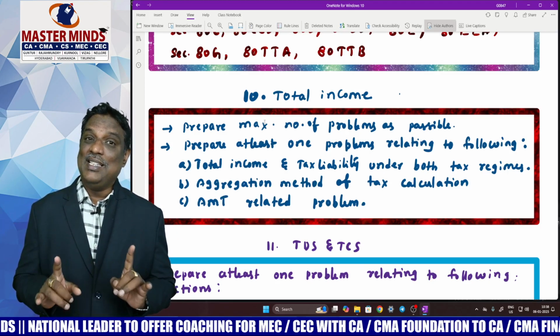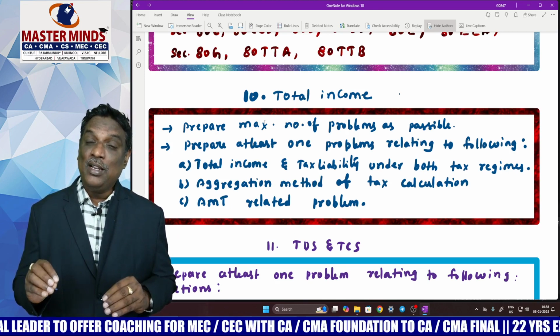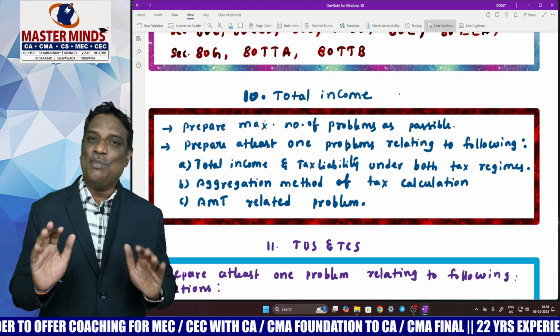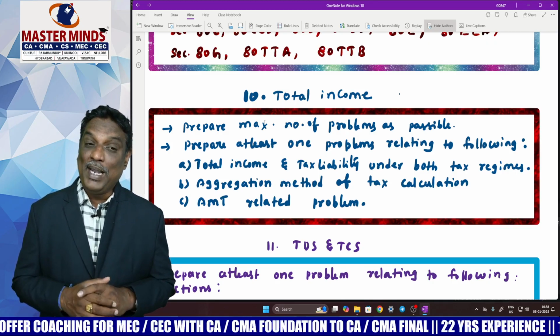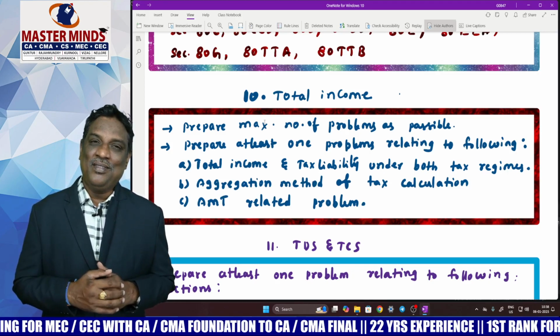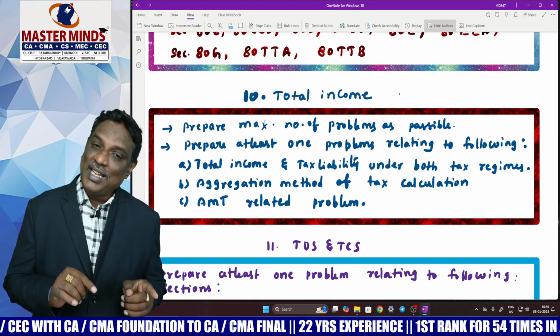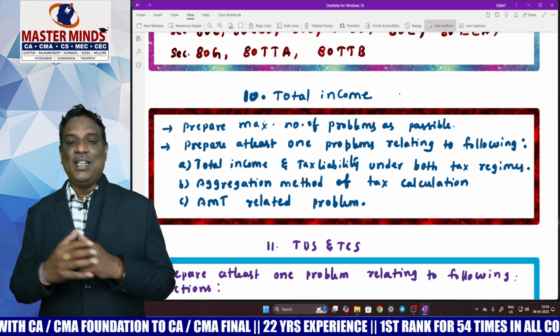And my suggestion is, in those problems, it is compulsory to include the following. The first one is to prepare at least one problem under both the tax regimes: computation of total income and tax liability under both the default tax regime as well as the optional tax regime.